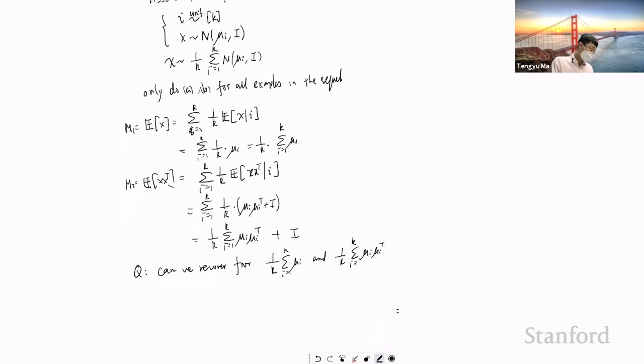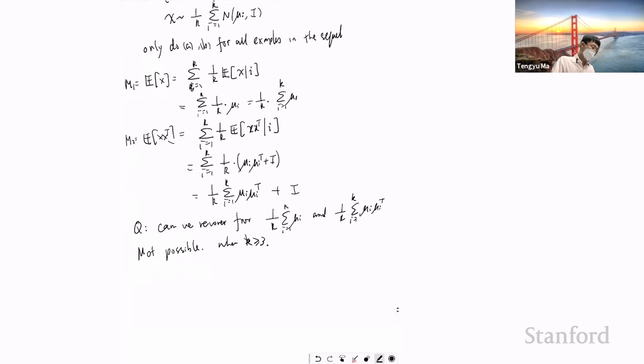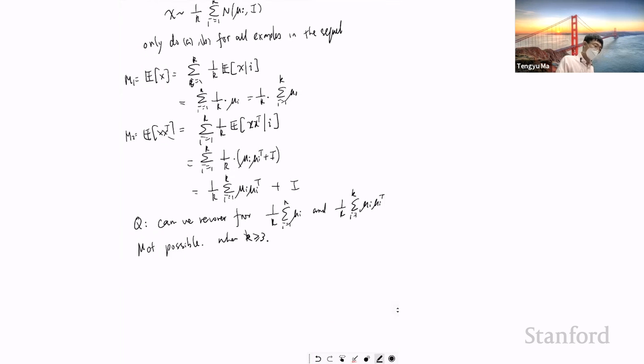The claim is that this is not possible, at least when k is larger than 3. The argument is the following. The reason why this is not possible is that this is not enough information for you to recover the means. You're still missing some rotation information. What does that really mean?